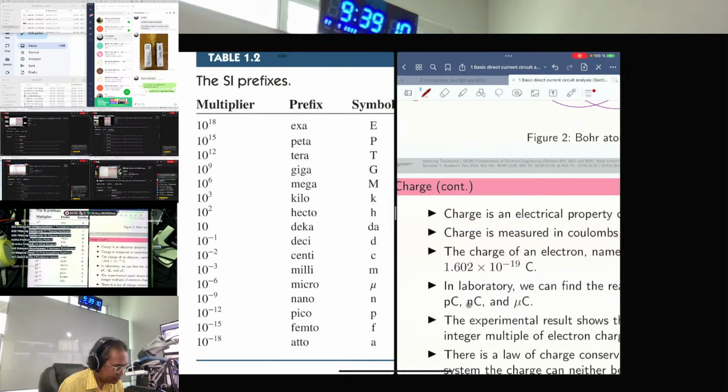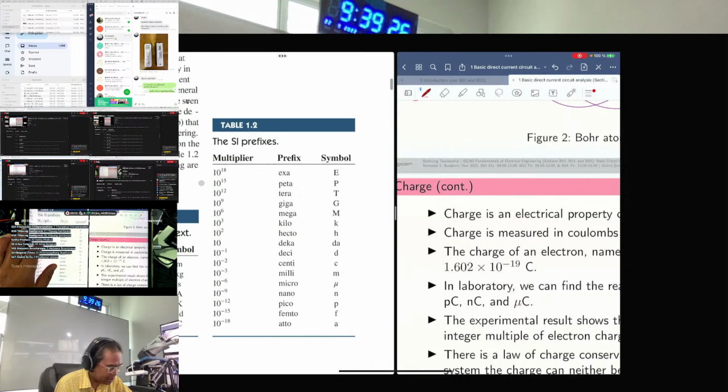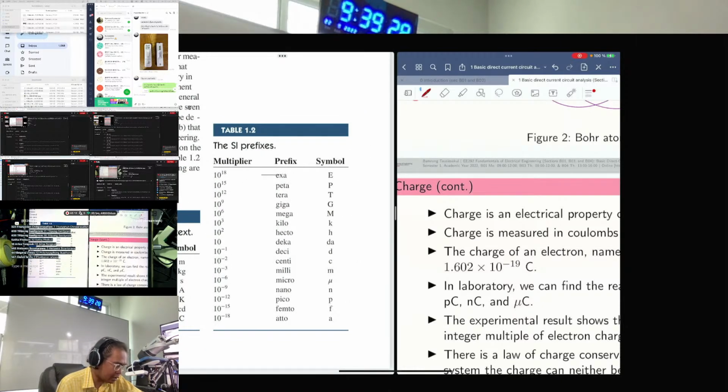And nanocoulomb means this one, okay, denoted by small letter n. It corresponds to 10 to negative 9. And mu or micro is this one, 10 to negative 6. All right, and here are SI prefixes, okay, the prefix unit.